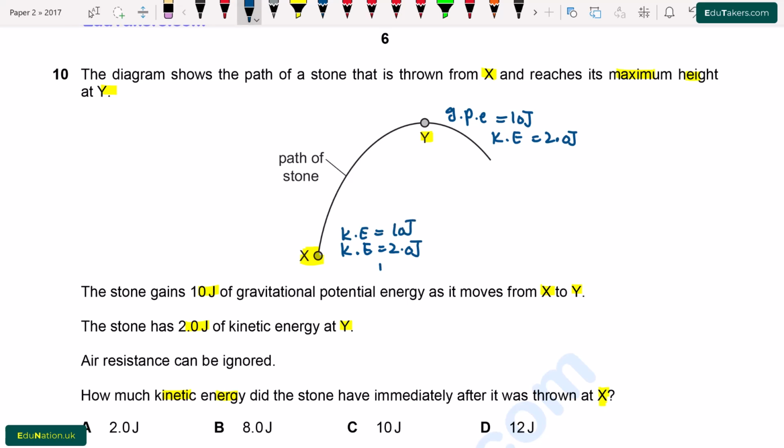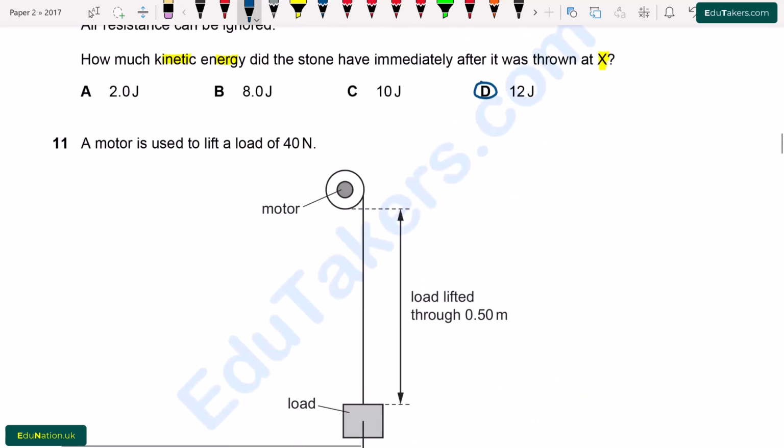So the total kinetic energy will be equal to 10 plus 2.0, which is equal to 12 joule, which is at the point X. From here, option D is correct.